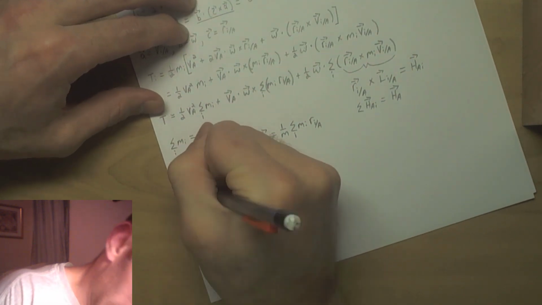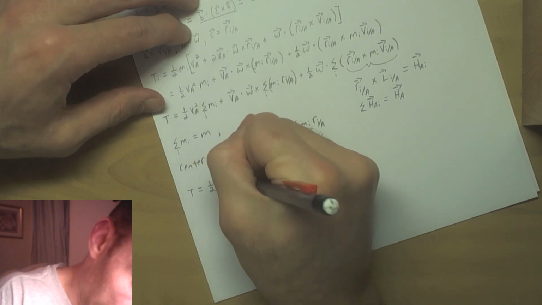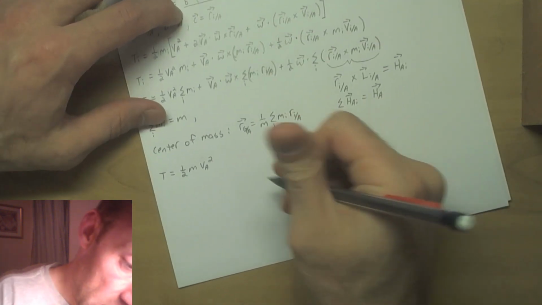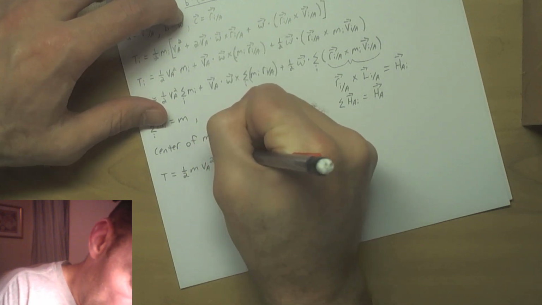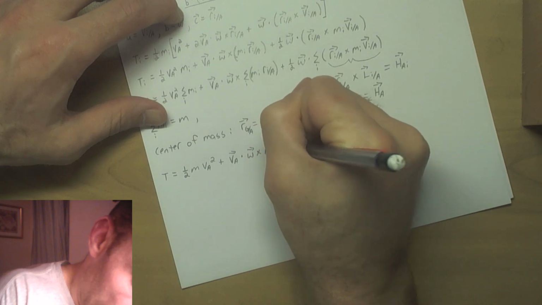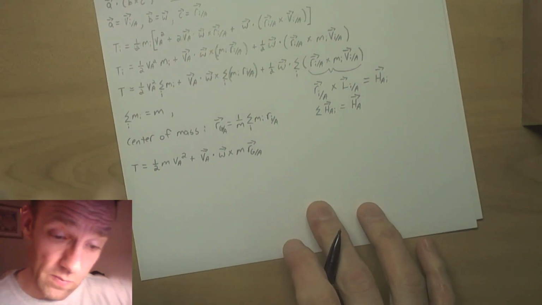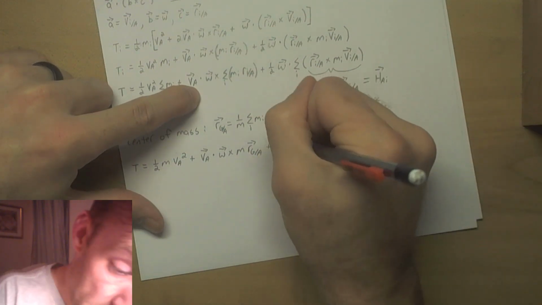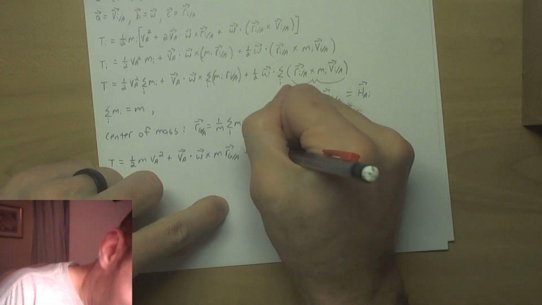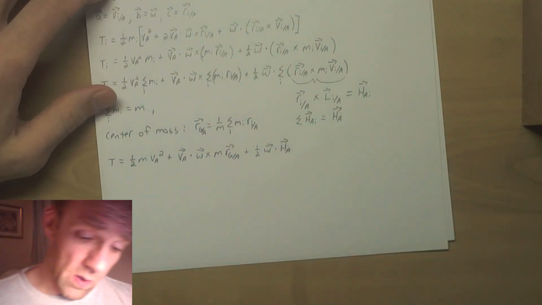And so the kinetic energy is 1/2. We can substitute this in: the total mass times the speed of point A squared, plus v_A dotted with omega cross m r_G/A, plus 1/2 omega dotted with H_A.